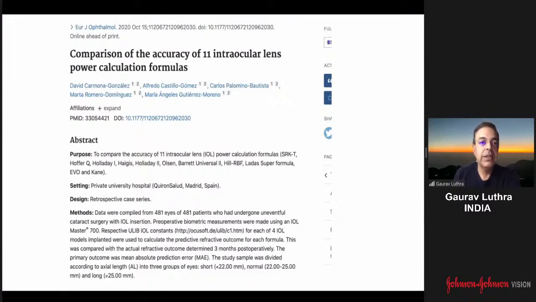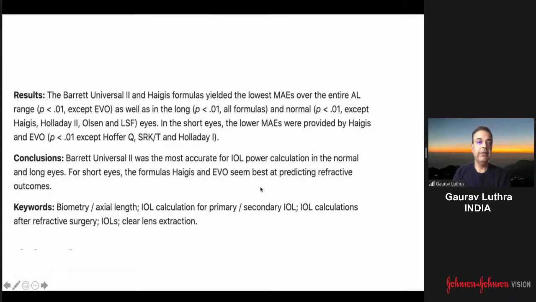But I found this one study which compared the accuracy of 11 intraocular lens power calculation formulas. This was published somewhere in October 2020, where they compiled data from 481 eyes and compared many of the formulas, almost 11 of them. As far as the results go, they found Barrett's Universal 2 and the Haigis performed best. Now, obviously, this did not include the Hill RBF 3, which will probably change things a little bit.